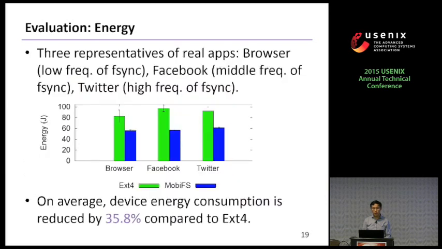Now let's see some real runs on a real device. We picked 3 apps of different fsync frequency, so they are representative. On average, whole device energy consumption is reduced by 35.8%.